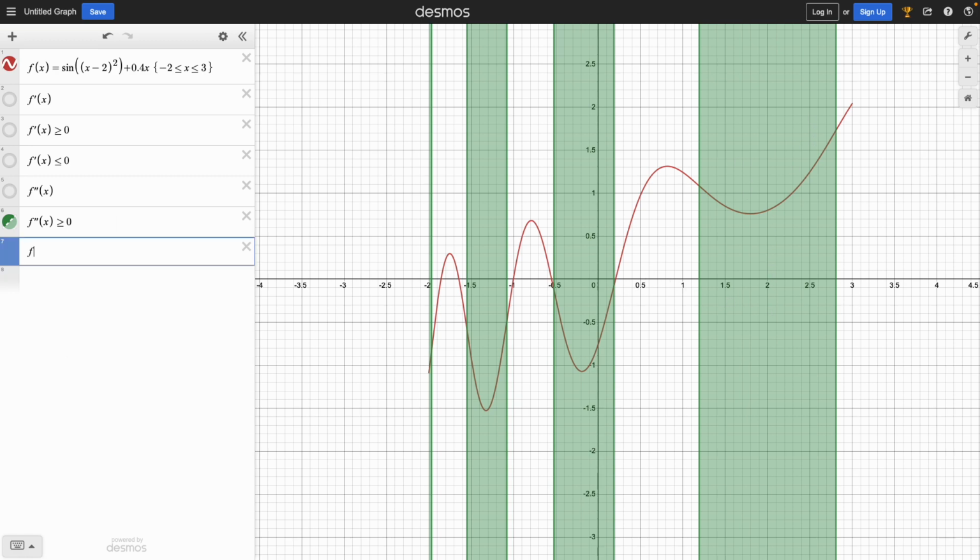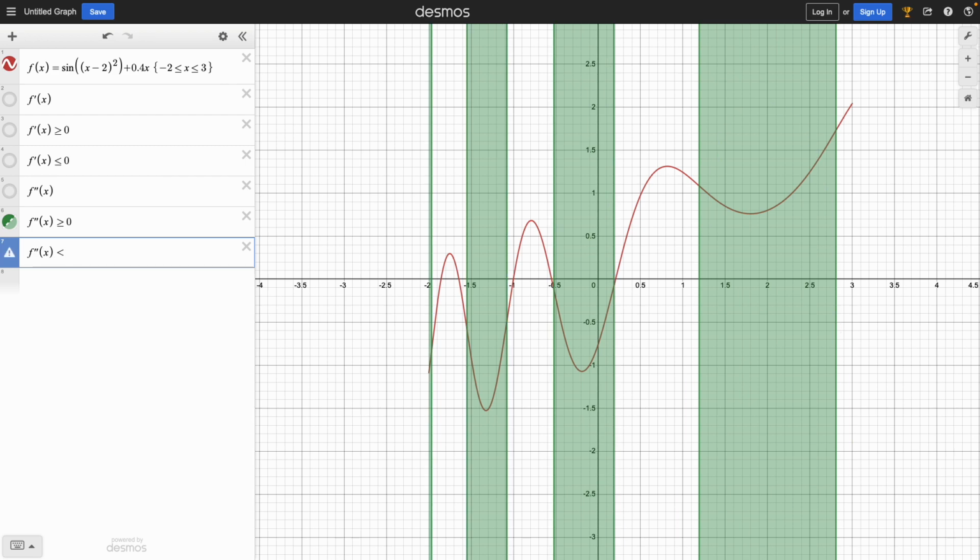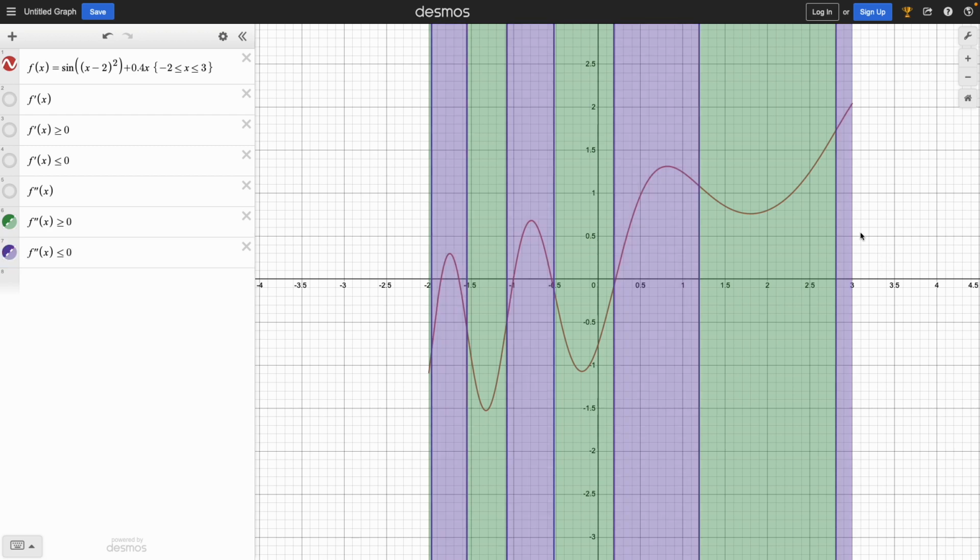And I can also find where the second order derivative is negative. And here I can see the purple shaded regions, and within those regions f of x resembles the entrance of a cave. So these are the concave regions of f.